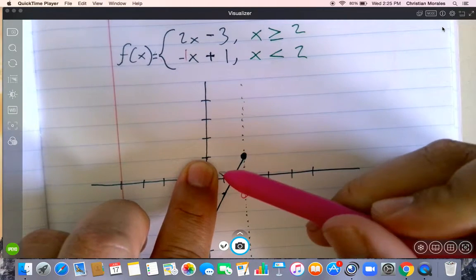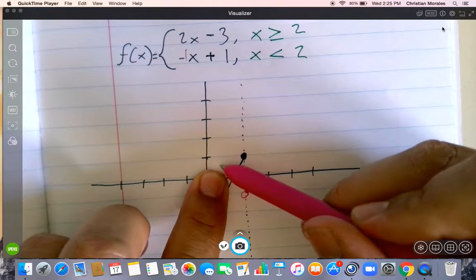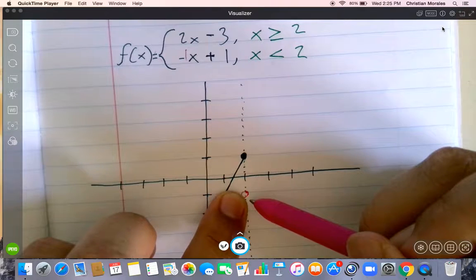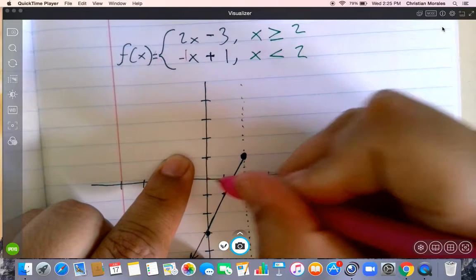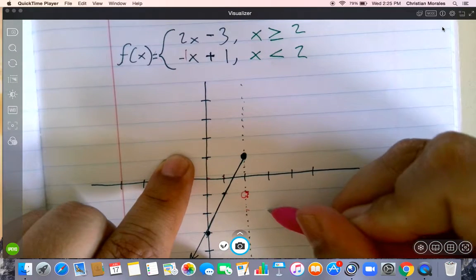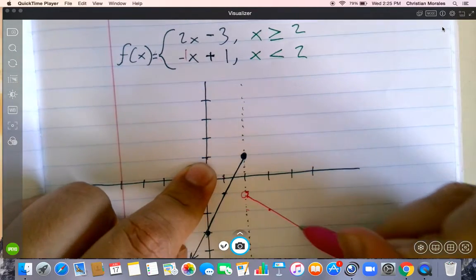So it would have started here and would go down in this direction. So your first point is actually this point, but it still has the same slope, down 1 over 1, down 1 over 1. The line would still go this way.